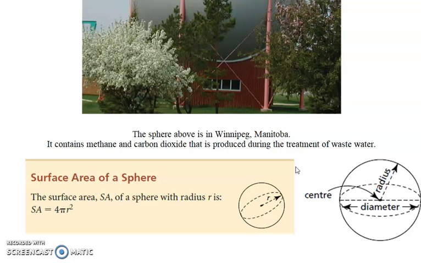Surface area of a sphere with radius r is simply given by surface area equals 4 pi r squared. So you have your diagram there. The center is right here. Radius goes from that center to any part on the outside of the sphere, and then your diameter goes from one part of the sphere right through the center and through there. So basically it cuts it in half, really, if you want to think of it like that.